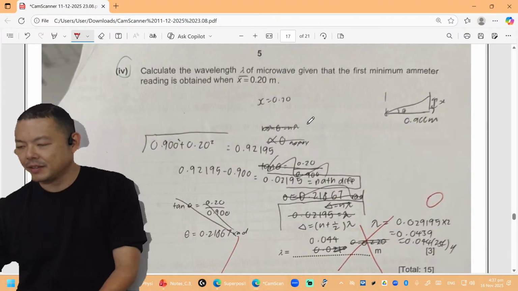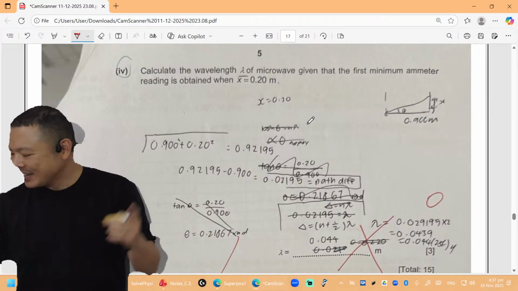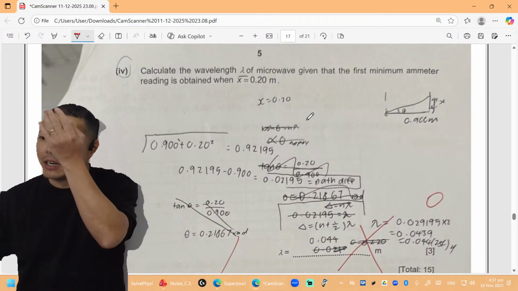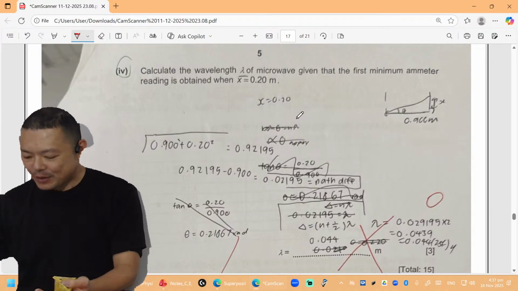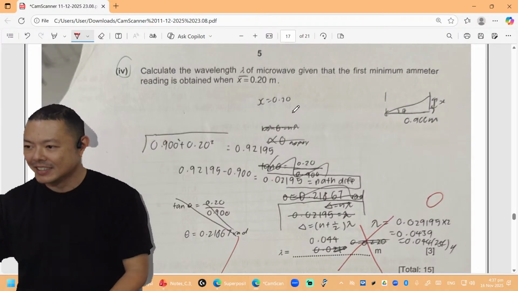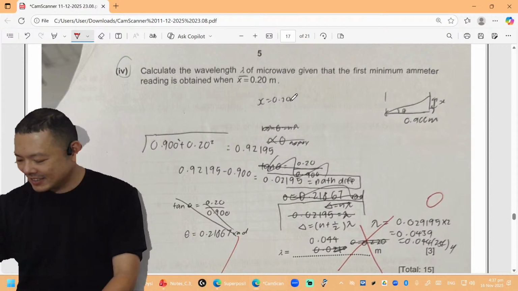But anyway, if you didn't get it right, you go and use Pythagoras on the isosceles triangle. Use it on the right angle triangle.